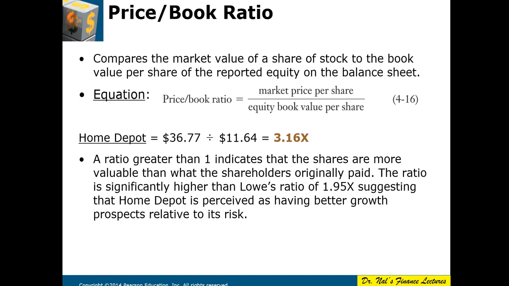And the explanation would be that it would suggest that Home Depot is perceived as having better growth prospects relative to its risk position, in a sense. So the price to book ratio turns out to be a very important indicator. Why do we say better prospects relative to the risk it's taking?